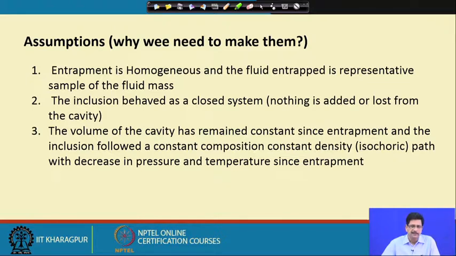And the second assumption is that the inclusion behaved as a closed system. So, here it is very important because we think that this inclusion was trapped, say, about 1,000 million years back. So, since its entrapment till today, it has remained there as an entity. So, if there are indications that the content of the inclusion has been changed, somehow it has exchanged material with the surrounding, then the whole of our exercise will become futile.